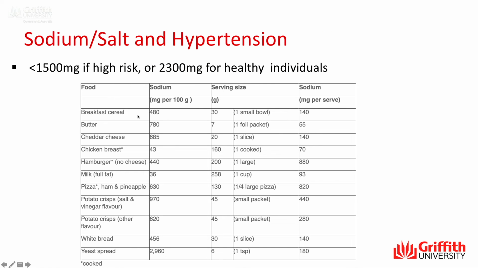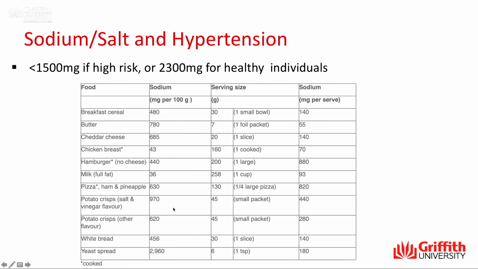So now we're going to touch on sodium and salt. As a dietitian in practice, this is probably one of the best strategies, or the first line strategies I guess, we could use to reduce hypertension. If we look at a high-risk individual or an individual who has hypertension, we want to ensure that they have less than 1,500 milligrams of sodium per day. And if it's a healthy individual, we want it less than 2,300 milligrams per day. This table here is from Vizan's, and I just wanted to highlight how much salt is actually in our food.